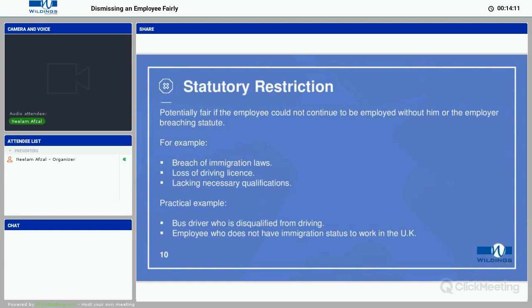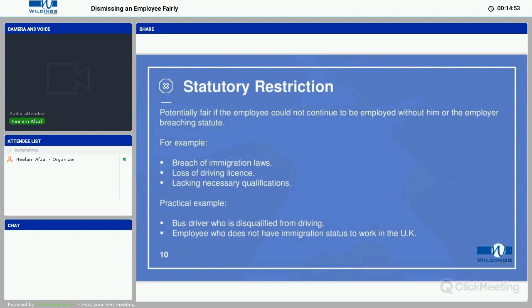So this is where the employer can dismiss an employee in circumstances where their continued employment would be illegal. I used the example earlier of somebody working in the UK without any immigration status. Another example is a bus driver who's disqualified from driving, and he may be fairly dismissed because he's solely employed to drive a bus, and that would be illegal. But if you're looking at a driving ban, before dismissing, the employer should consider the duration of the ban and whether the ban affects all or part of the employee's work. If it only affects part of the employee's work, that employee can be redeployed into another role within the business. So it's important to look at alternatives that are available to the employer.